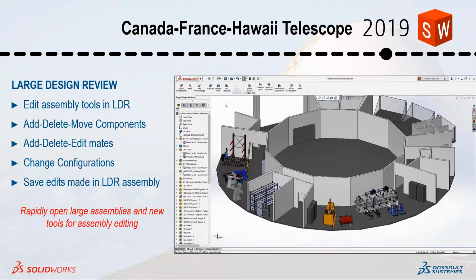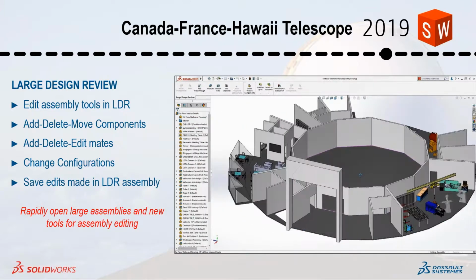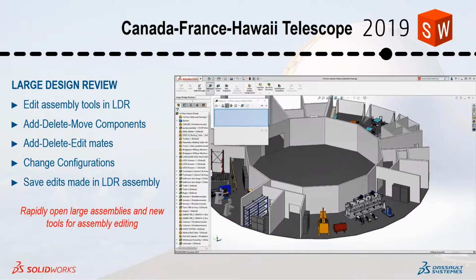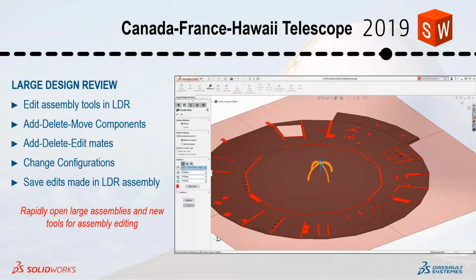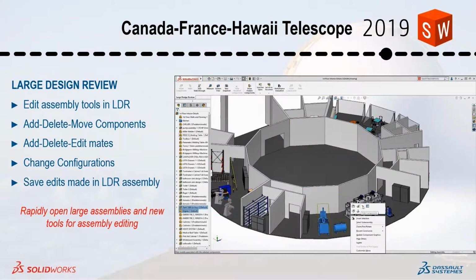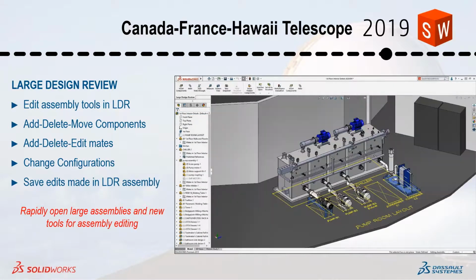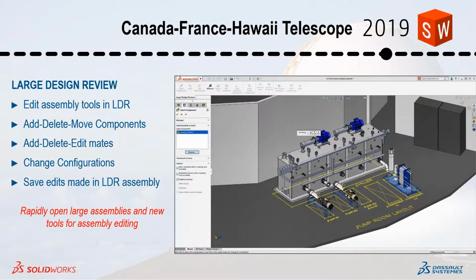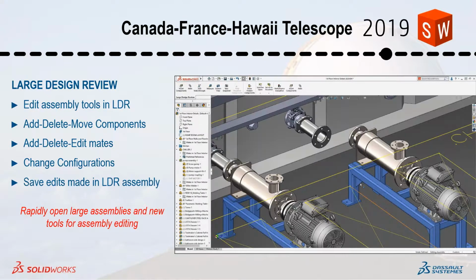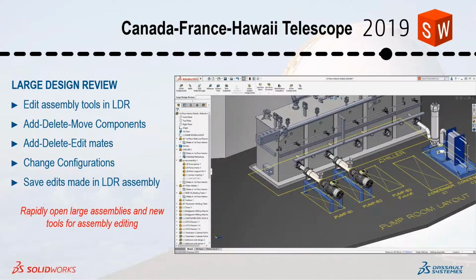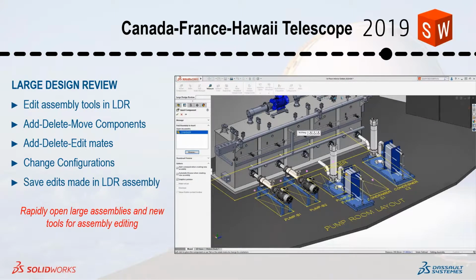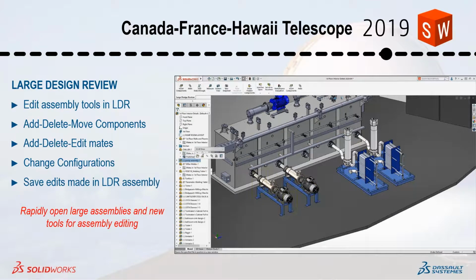Just take a look at this assembly shown. It's an entire building floor with many intricate sub-assemblies. What we see might look simple, but it's actually an entire floor. Just one of the machines is already a complicated assembly. So this is why the large design review significantly allows us to rapidly open large assemblies for quick editing.